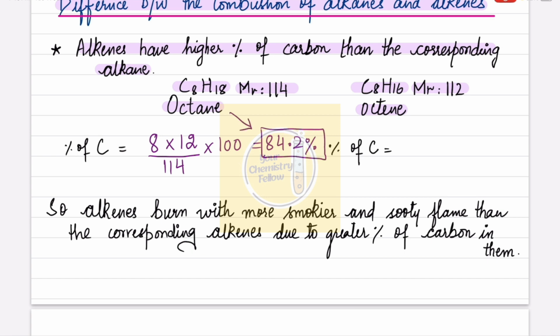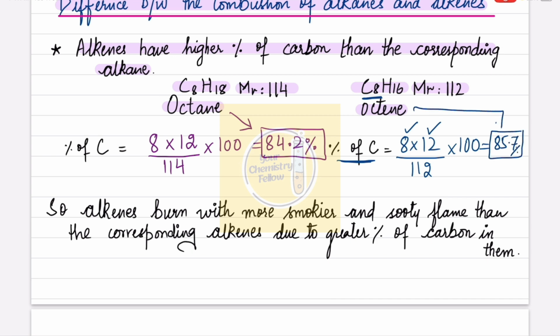Now I will do the working for the percentage of carbon in octene. The number of carbon atoms is the same, 8 into 12. I will multiply the number of carbon atoms with the relative atomic mass of carbon, then divide it by the Mr of the compound, multiplying it by 100. We will get the percentage 85.7. So 85.7% carbon is present in octene.